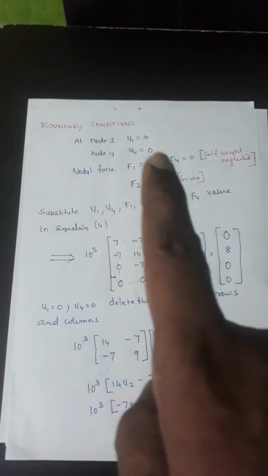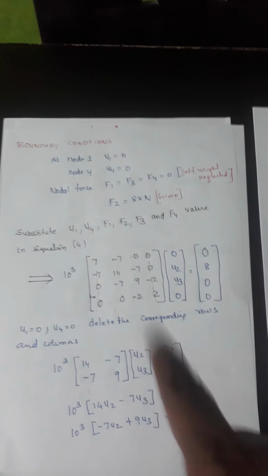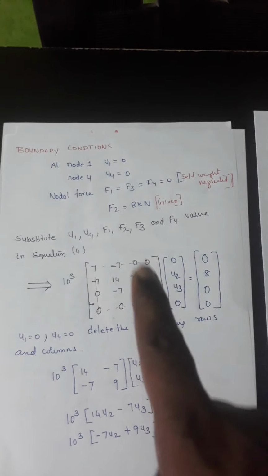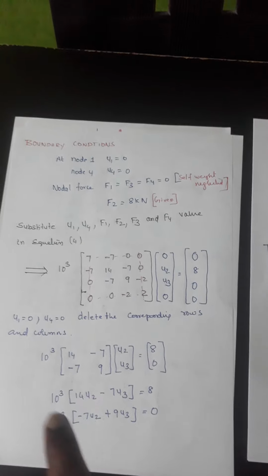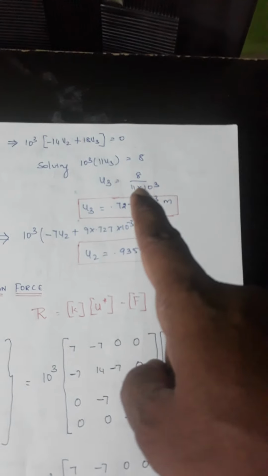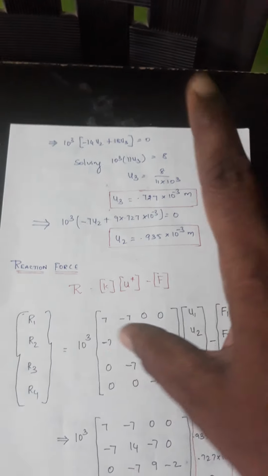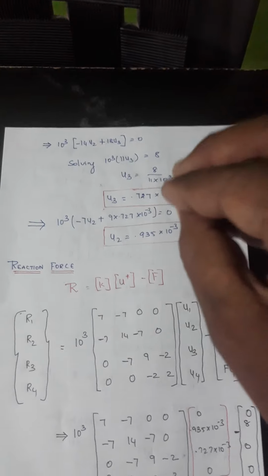Since U1 and U4 are 0, I have neglected the first column and first row, and the fourth column and fourth row. So I am getting this value, the algebraic equation. From the algebraic equations you can find out the U2 and U3 values. This is what we have seen so far.